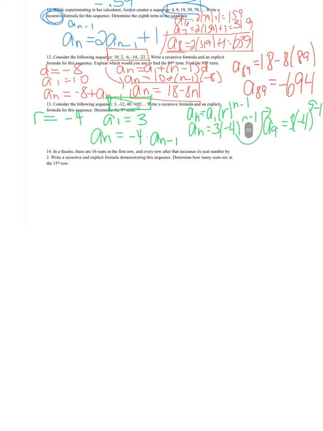So I can type that whole thing right into my calculator. And I get that a sub 9 is equal to 196,608.